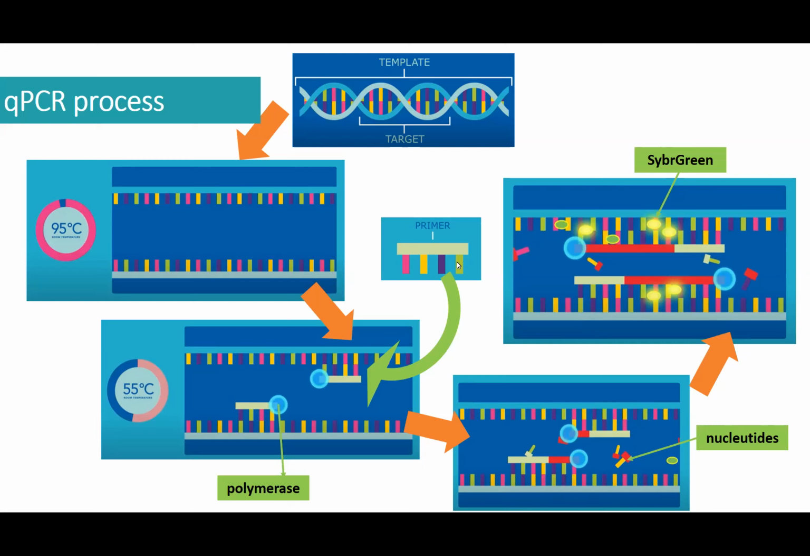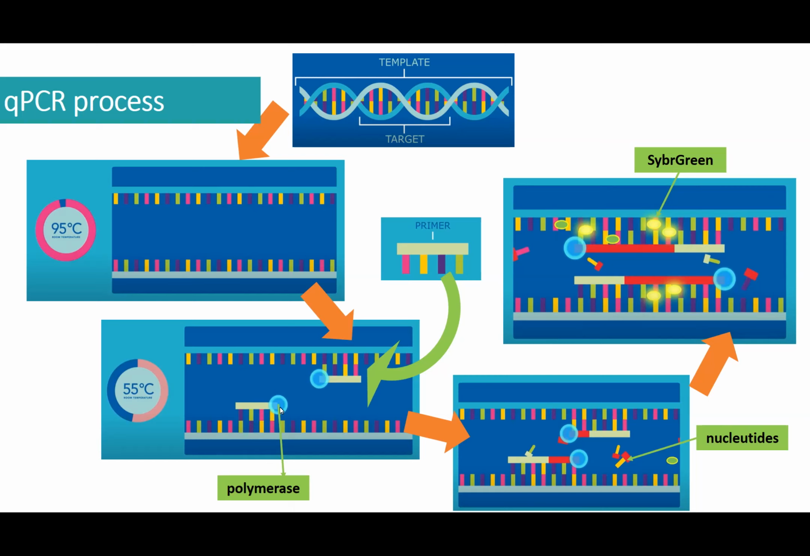Then the thermal cycler decreases the temperature. They call it the annealing temperature, where the primer can bind to the specific part of the DNA that it is designed for. The primer is a short single strand of DNA, which is complementary to one part of the DNA that we want to amplify. So it basically goes and attaches to that part of the DNA.